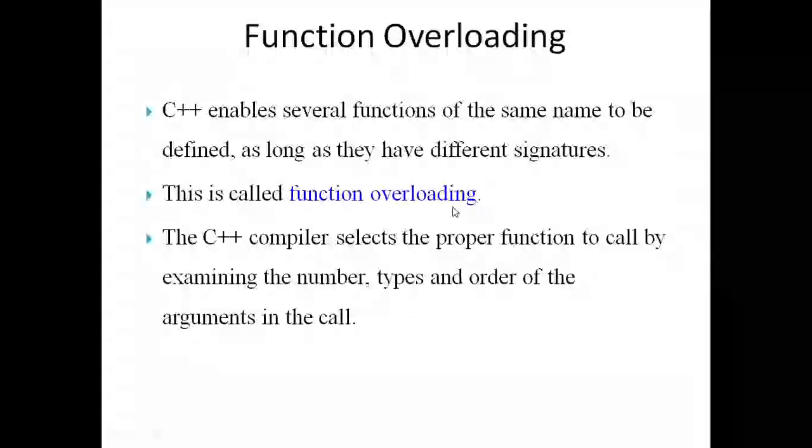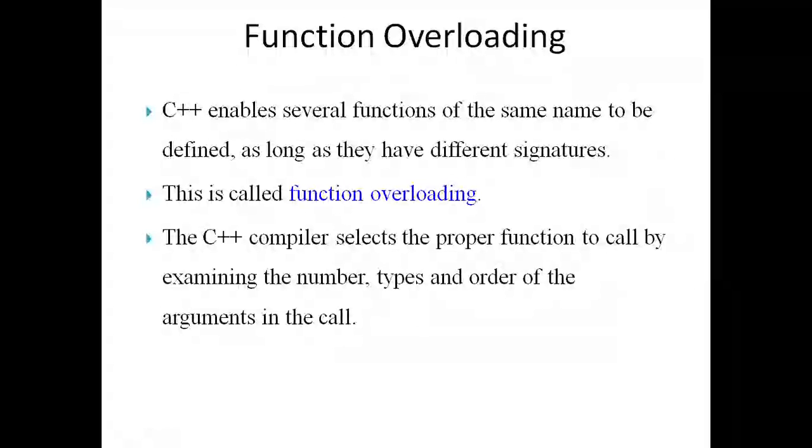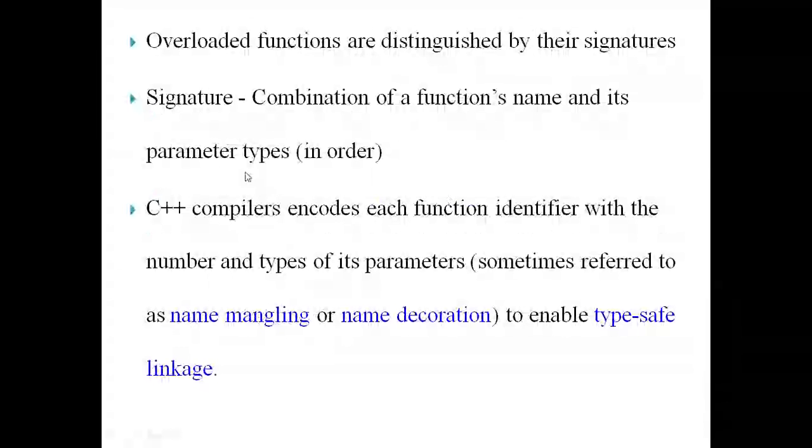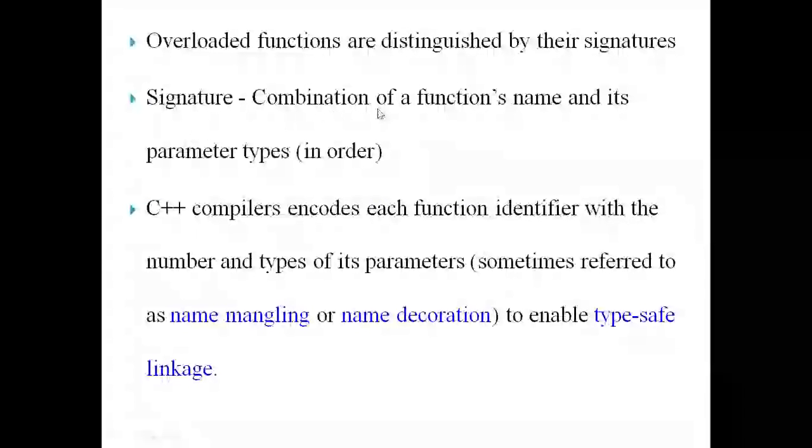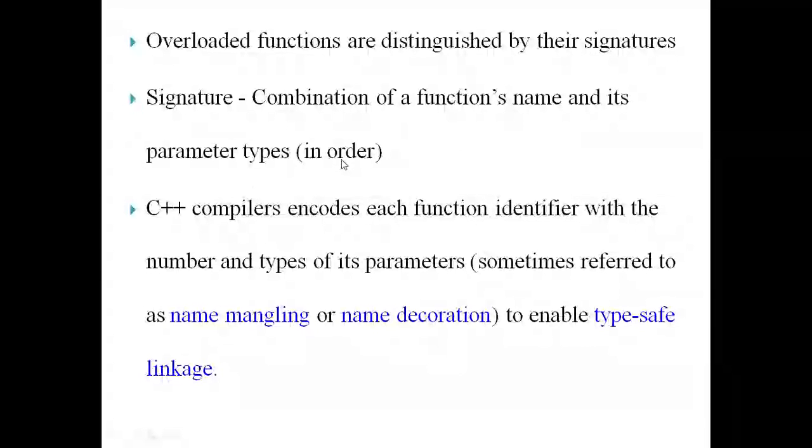Right? So here we are going to discuss function overloading. Before having clarity about function overloading, let us understand what is meant by the signature of a function. The signature of a function is the combination of the function's name and its parameter types in order. Order is also important. That is, int sum of int comma float is different from sum of float comma int because the order of the parameters has changed.